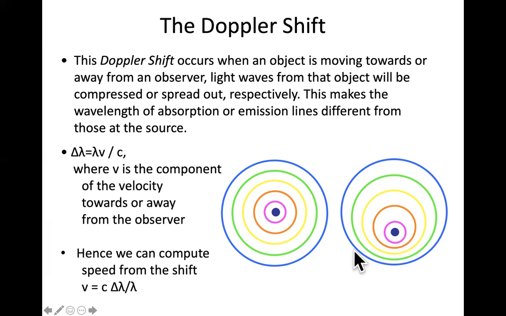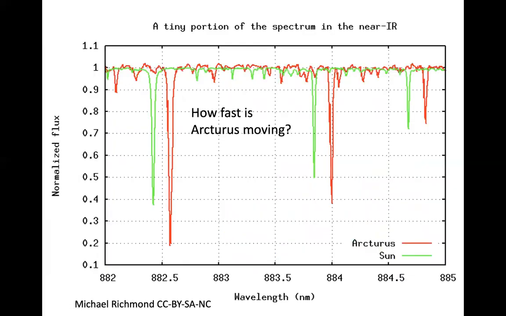And furthermore, the amount by which it's stretched or squashed, the change in wavelength, is just the wavelength times the ratio of the speed of the source to the speed of light. So if you can measure this change in wavelength, you can figure out the speed of the source. It's just the speed of light times the change in wavelength over wavelength. So what we can say is this shift is probably because Arcturus is moving relative to us, and we can even calculate how fast.